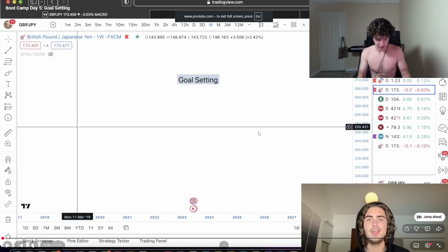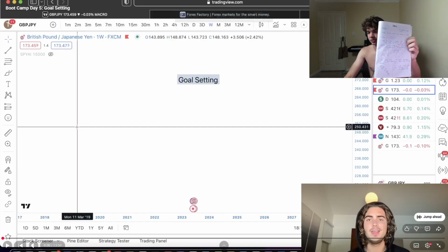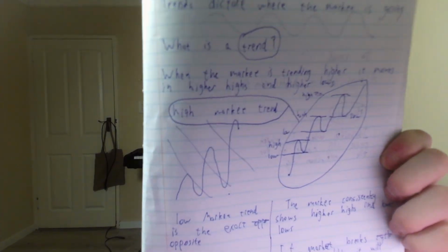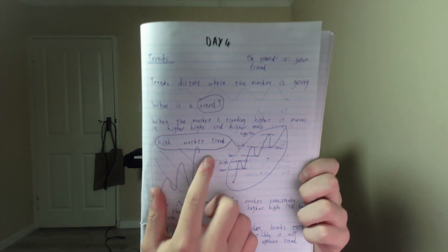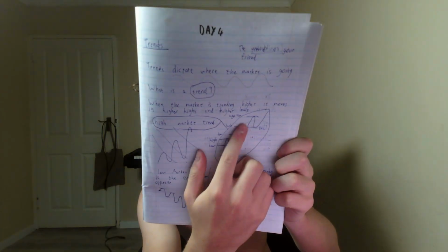Okay, yeah. So we learned that with the higher highs and higher lows. You got to take a peek at my little diagram here. I don't know if you can see it, but we got the low, and it's a higher low, higher low, higher high, higher high, higher high. It's inverted, so it's confusing. And a downtrend is the exact same thing, just opposite. So that's good to know. The market consistently shows lower highs and lower lows.